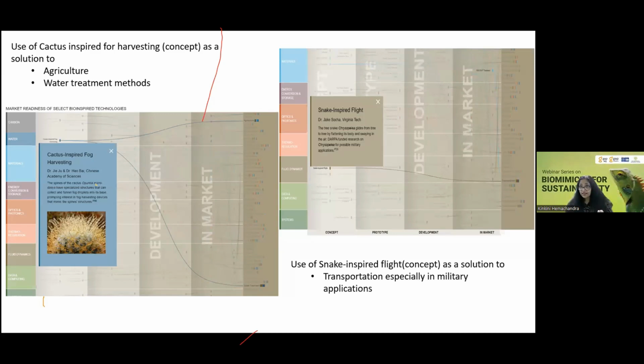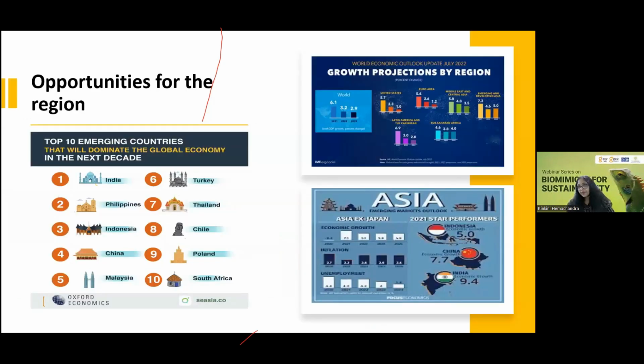Another example is snake-inspired flight. Some snakes, some reptiles, move very fast, so they are trying to take that knowledge into the military industry. So you can see the industries, the possibilities, and the opportunities for you to use biomimicry. You are sitting in Asia. I originally come from Asia. So is there any opportunity for us?